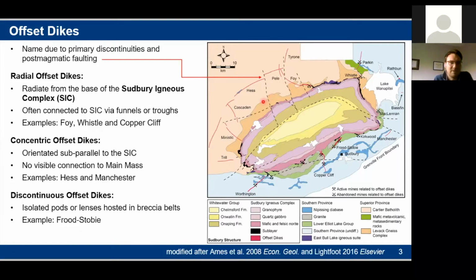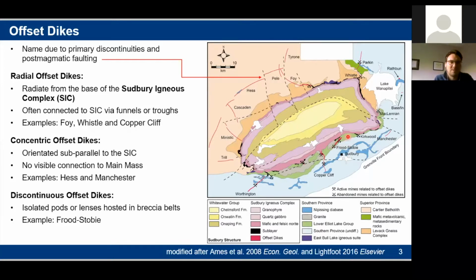Then we have the concentric dikes, which are orientated subparallel to the SIC, which you can see in the North Range for the Hess offset dike, and in the South Range for the Manchester offset dike. And they don't have a visible connection to the main mass. And then lastly, we have discontinuous offset dikes, which are isolated pods of offset dike lithologies, which we'll talk about in a second. And they are hosted in breccia belts, and especially here in the South Range breccia belt, which is located where the Frood and Stobie mines are located.